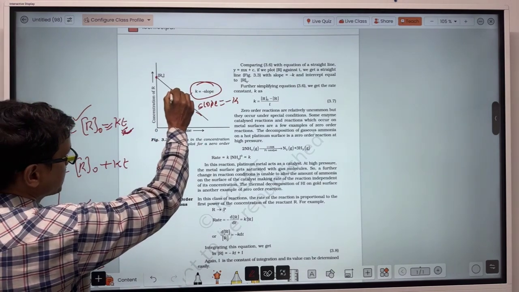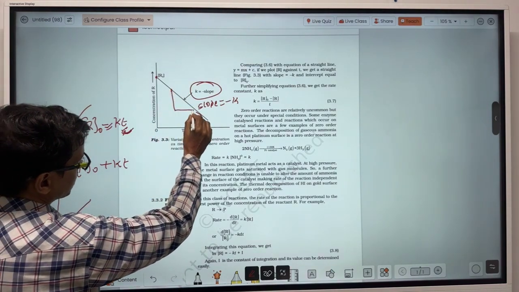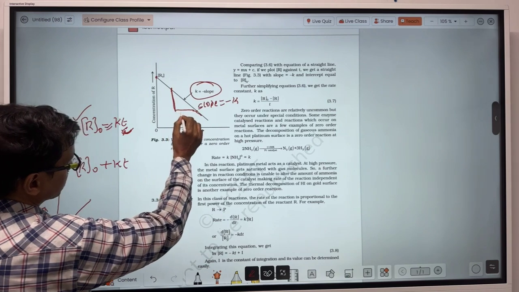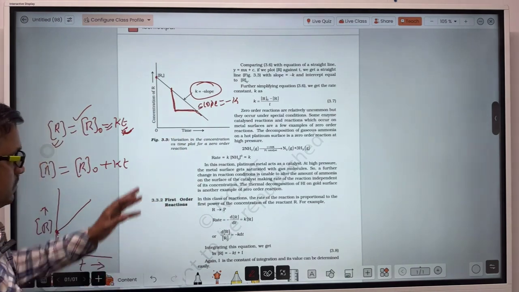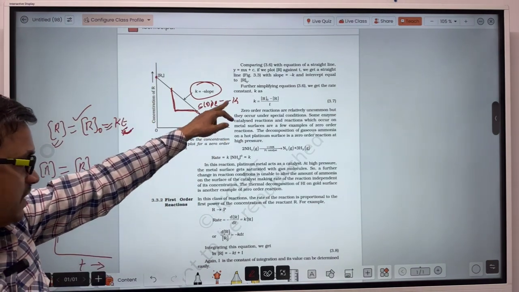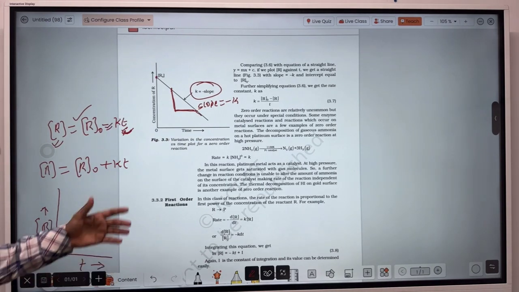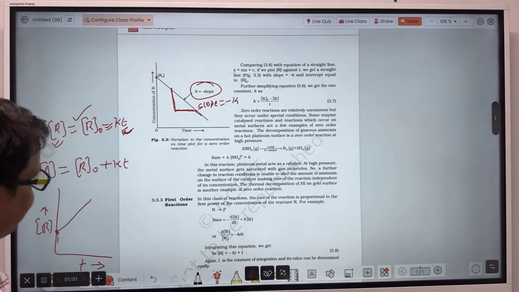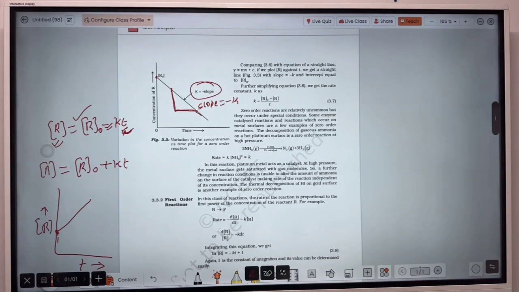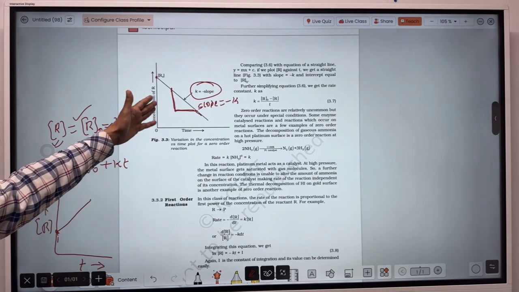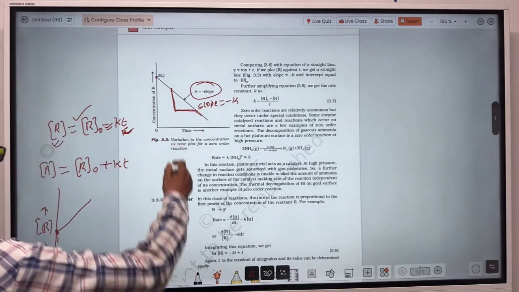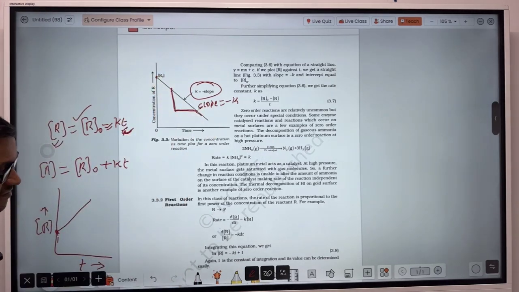Slope will be what? This value upon this value, means vertical upon horizontal. So change in concentration upon time. That is the slope. Slope is also called tan theta. The students of mathematics are already aware about this one. So slope is this one, and the graph will be like this.